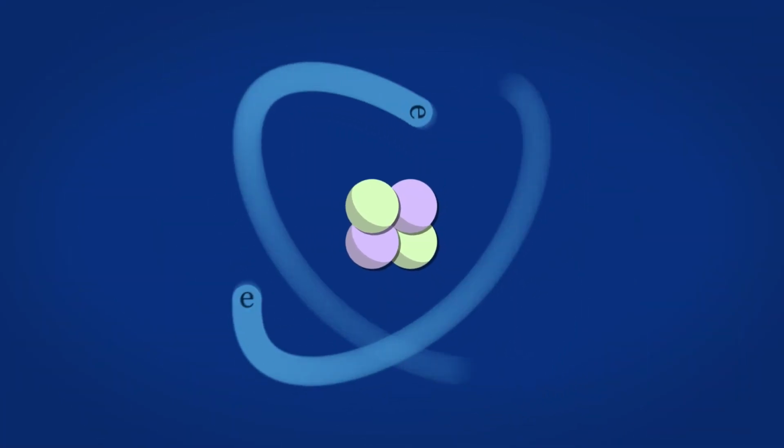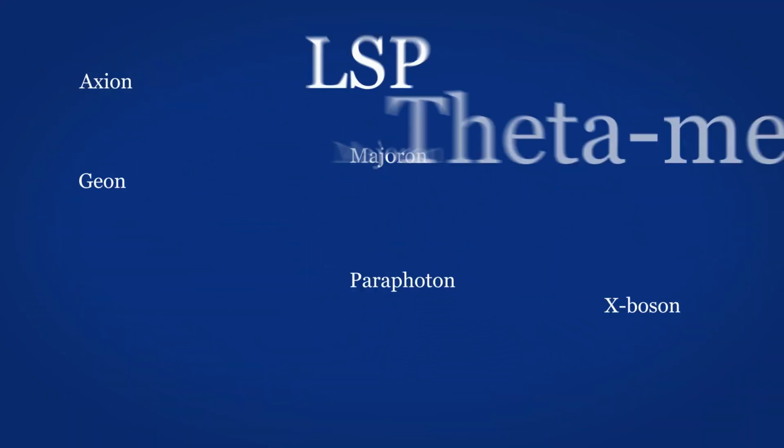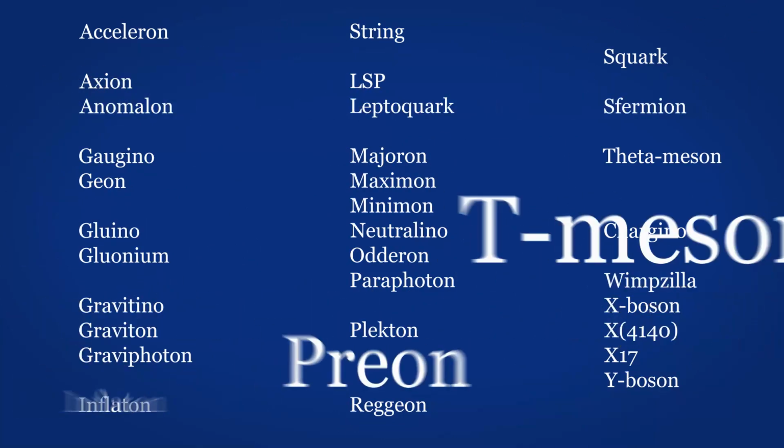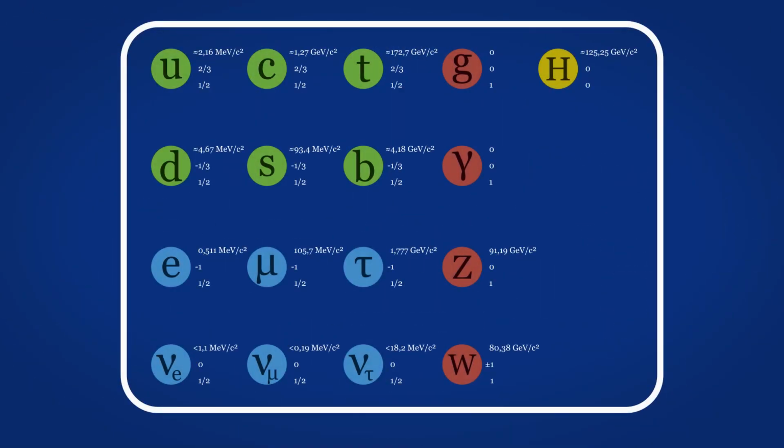Everything in the universe consists of combinations of this relatively small number of particles. There are also many hypothetical particles. But, since their existence has not been proven experimentally, they are not included in the modern Standard Model.